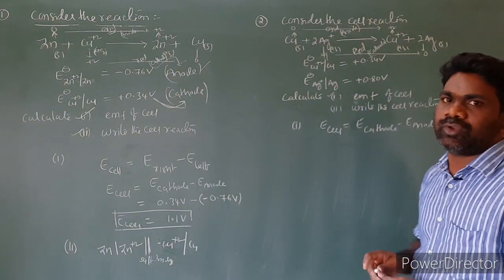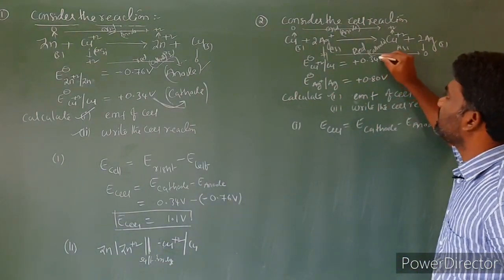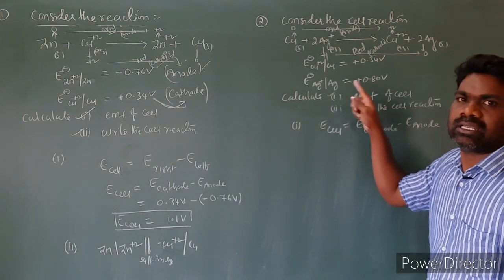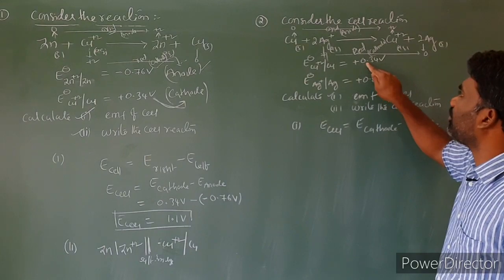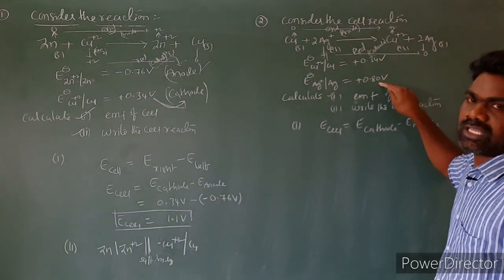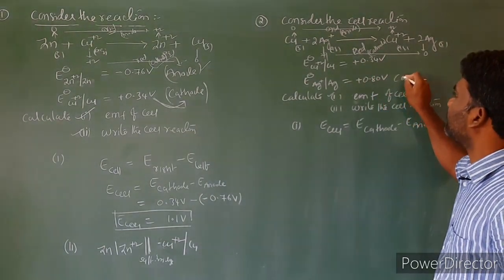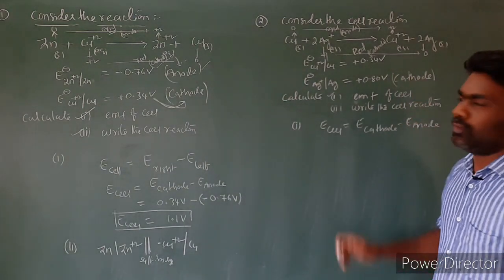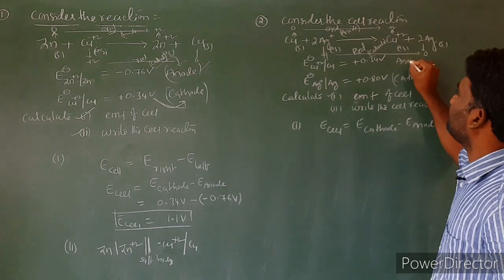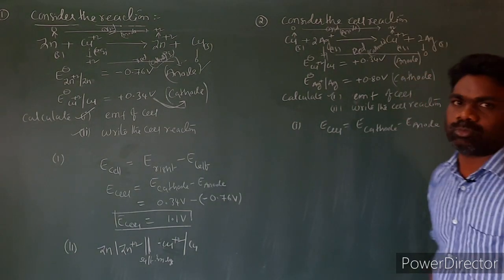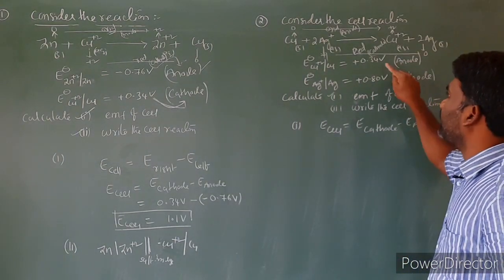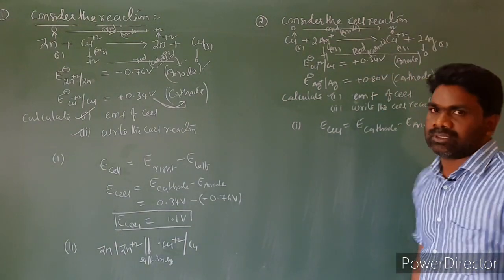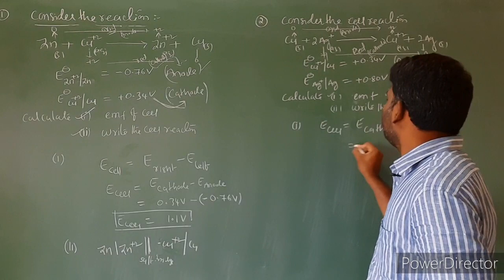Otherwise, in the simplest way, how to identify? Check these two values. The highest standard electrode potential is the cathode. This is 0.34, this is 0.8, which is the higher value, so this one is the cathode. The higher value we take as cathode, the lower value as anode. The lower reduction potential is anode, the higher reduction potential is cathode. Clear?